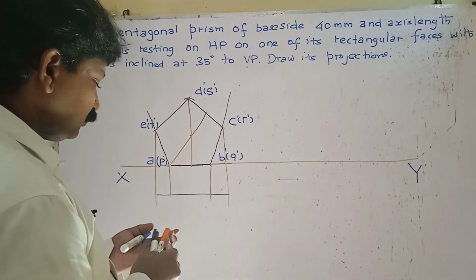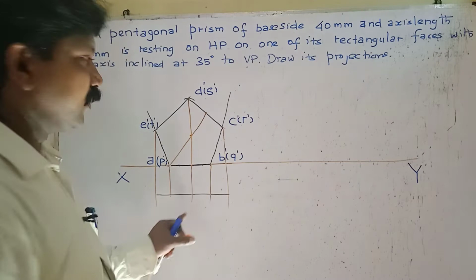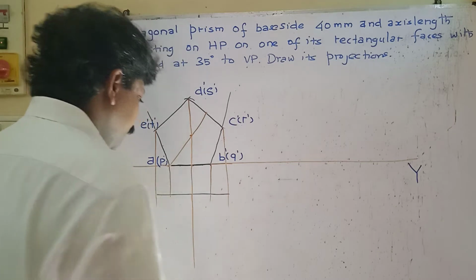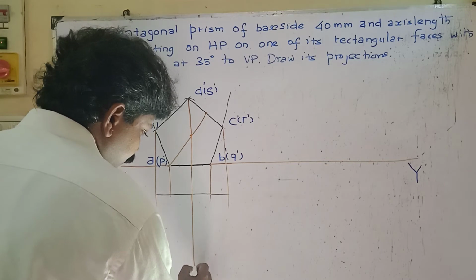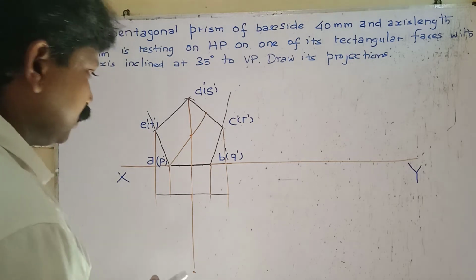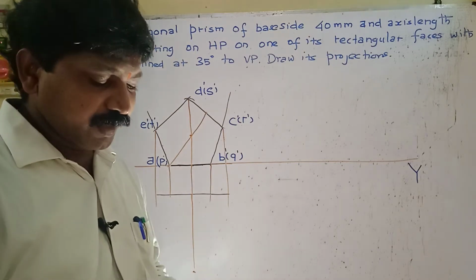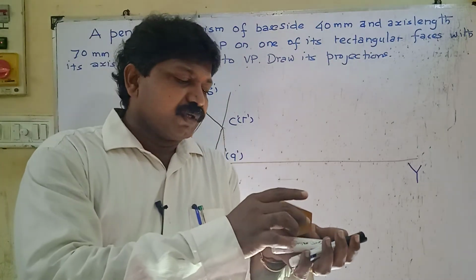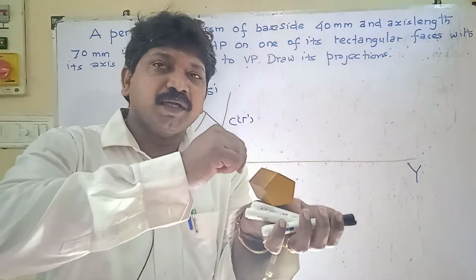So draw the axis line. In this case, the axis line coincides with the long edge D S. So draw a straight line equal to 70 mm, and complete the top view. In this case, the long edges A P and B Q are invisible. See the view: one of the rectangular faces is resting on HP, so the two bottom long edges are invisible in the top view.